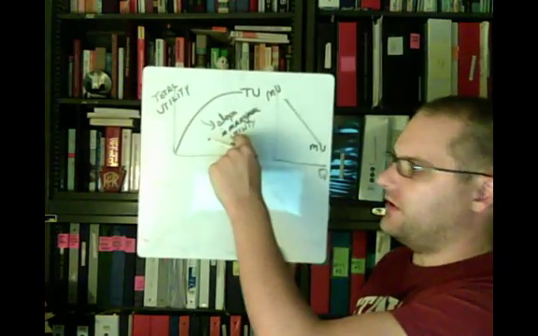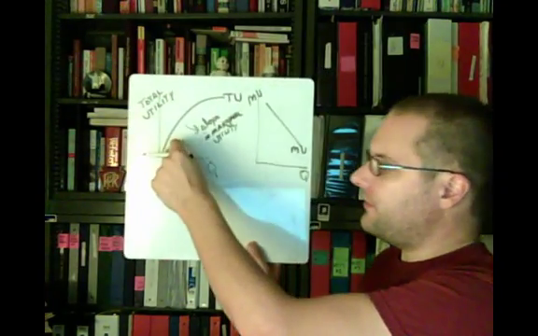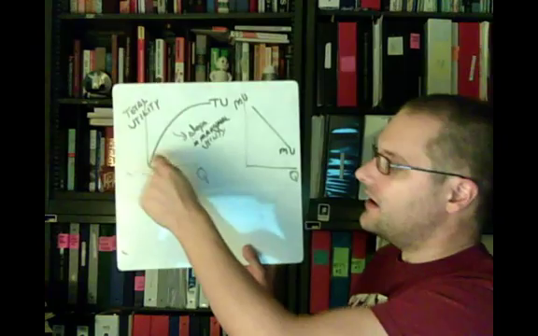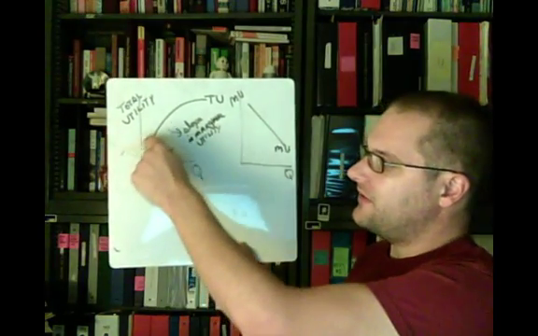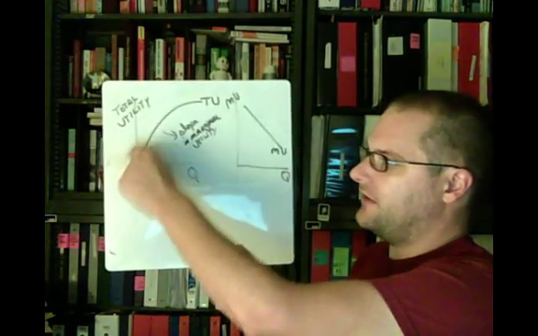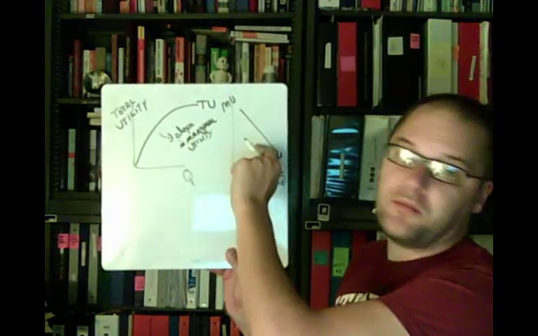So the slope of this is my marginal utility. The slope of my total utility is my marginal utility. So the slope of this is this, right? And as this line is getting flatter and flatter and flatter from left to right, this then must be falling.